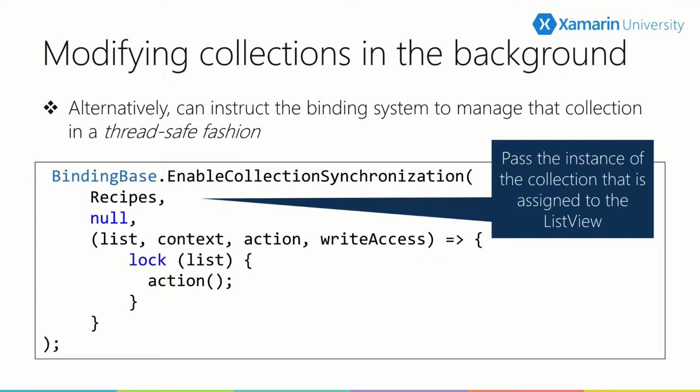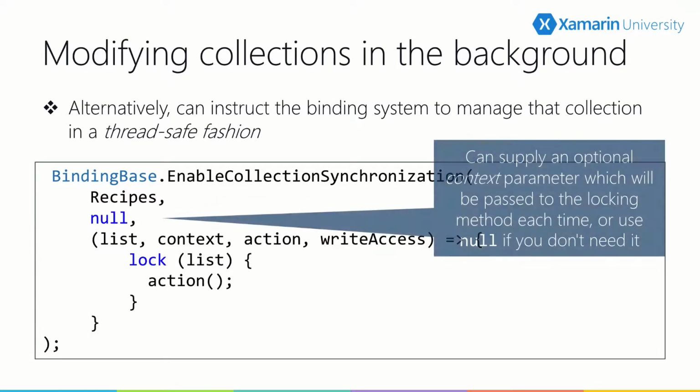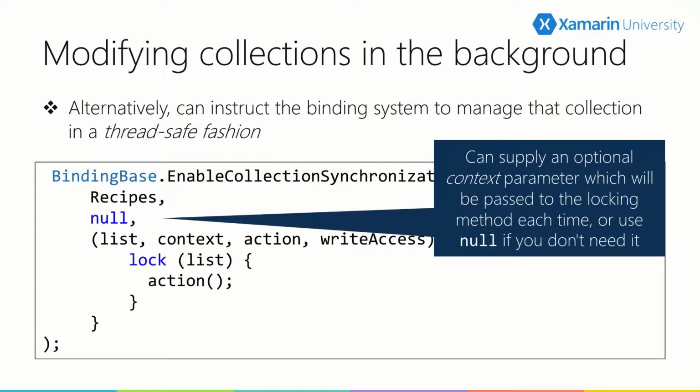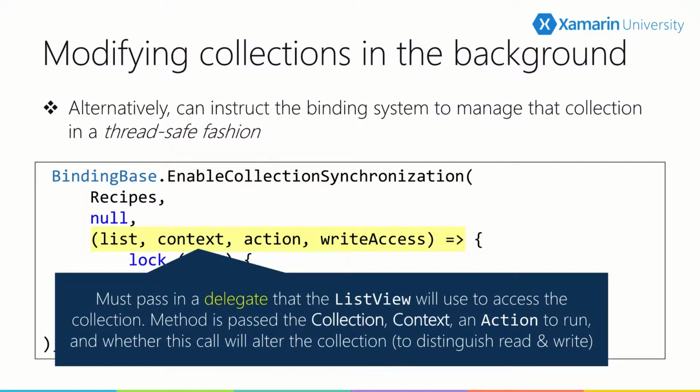To this method, you pass as a first parameter your collection. This is what backs your list view, and this is what all of your threads want to write to. The second parameter here is optional. This is just some user object that you want to have available whenever the list view tries to access your collection. We'll see in a second where this is given to us. The third parameter here is a delegate. And the list view will call this delegate every time it wants access to the underlying collection.